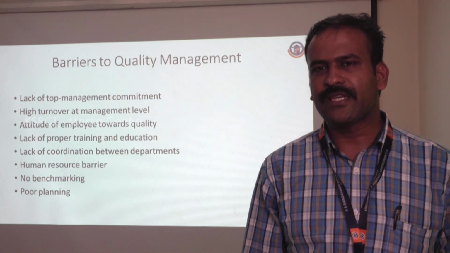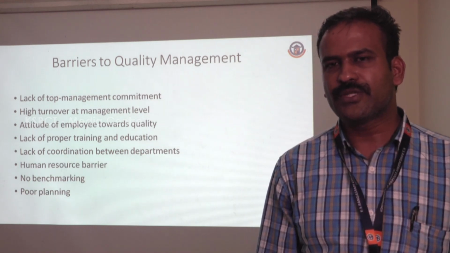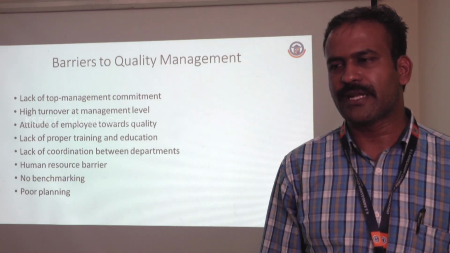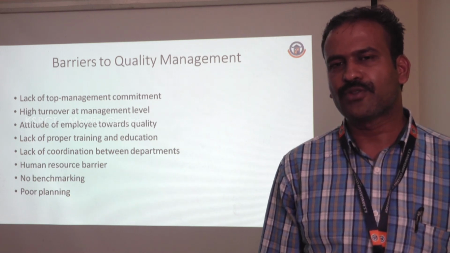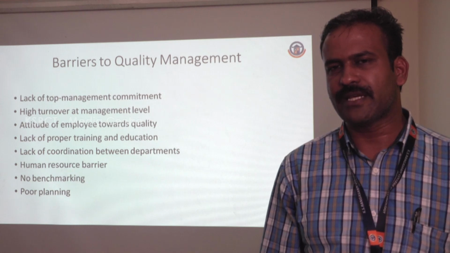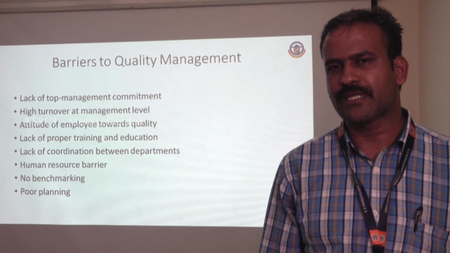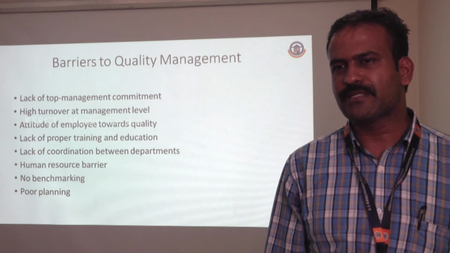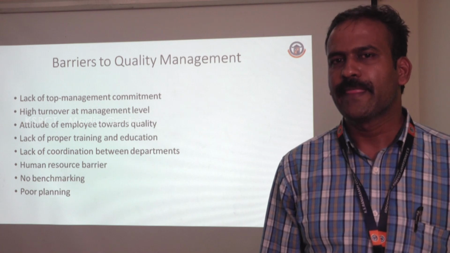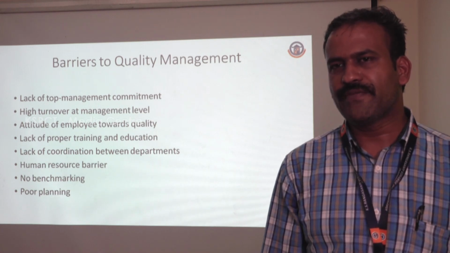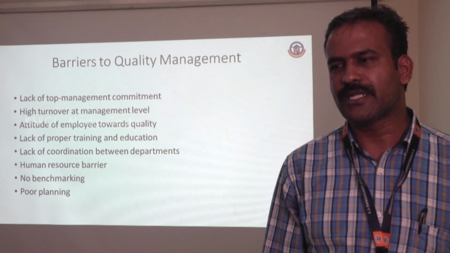Then and there we educate our employees in the latest technologies and new things incorporated in the existing product. Then the next one is lack of coordination between departments. There are many departments in an industry: design department, production department, and finally quality checking department. If these three departments coordinate at a particular point, definitely we achieve a good quality product. Suppose there is any mismatch among these three departments, then definitely there is a lag in the quality of the product.